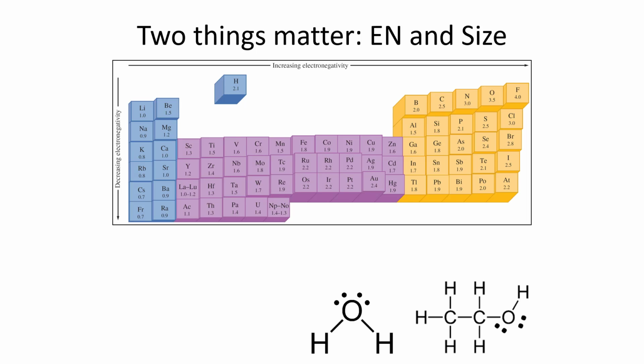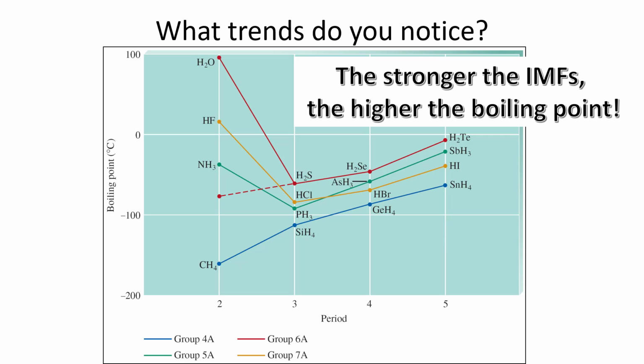Kind of built into that last slide, I hope you noticed that two things matter, in addition to the type of intermolecular force: electronegativity and size. Carbon, nitrogen, oxygen, fluorine: electronegativity increases as you go toward fluorine. We have to take into account the electronegativity, the size, the types of intermolecular forces, and also the structure of the compound. All of those things go into defining these trends.